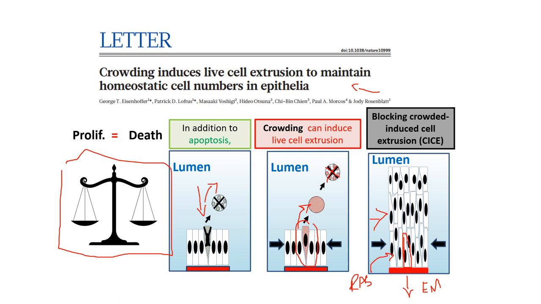Okay, so this is vertebrates. Now we're going to study other systems, invertebrates, to see how similar or different this process is. Although there is a long evolutionary history between vertebrates and invertebrates, it seems that crowding is also important for maintaining homeostasis in invertebrate systems. So the first thing I'm going to tell you is how we work on this type of topic with fruit flies.